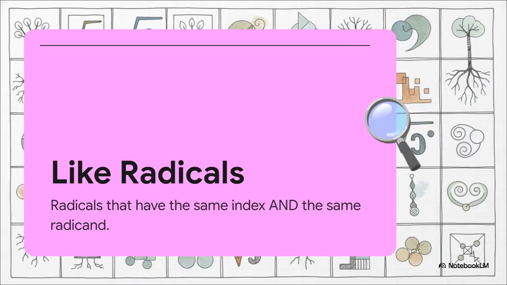So the most important idea here is what makes radicals like. For them to be considered like radicals, they have to match in two very specific ways. First, the index, that's the little number on the root, which for square roots is an invisible 2. It's got to be the same. And second, the radicand, that's the number inside the root, has to be exactly the same too. Both parts have to match, no exceptions.